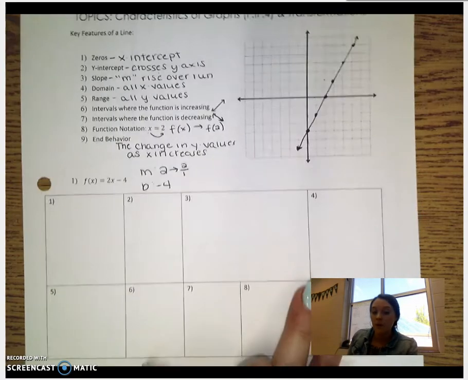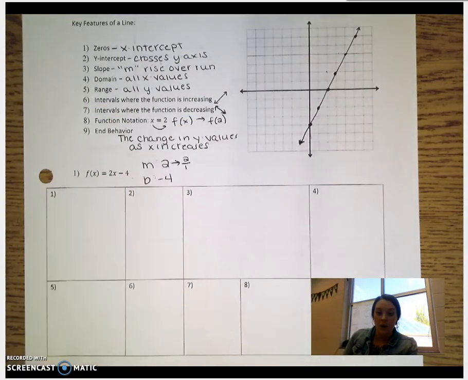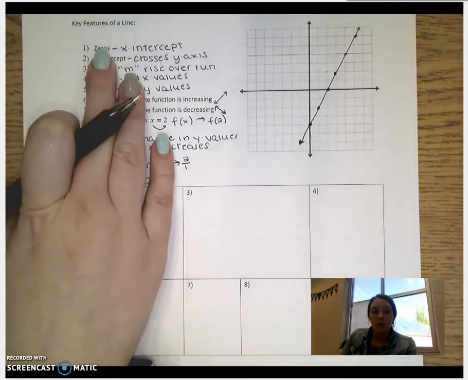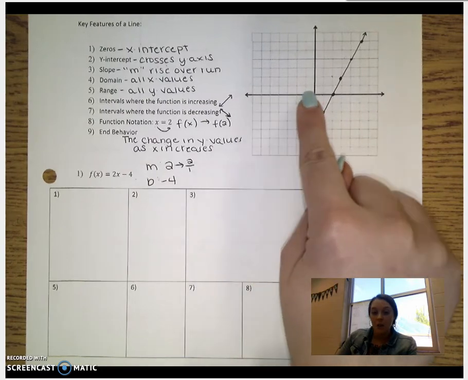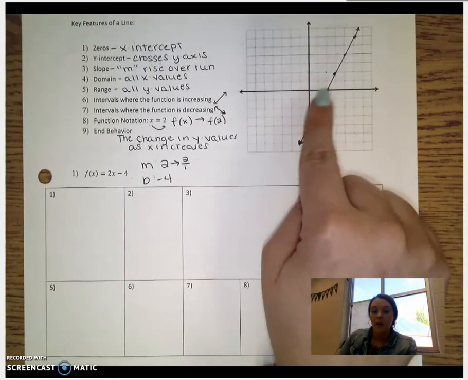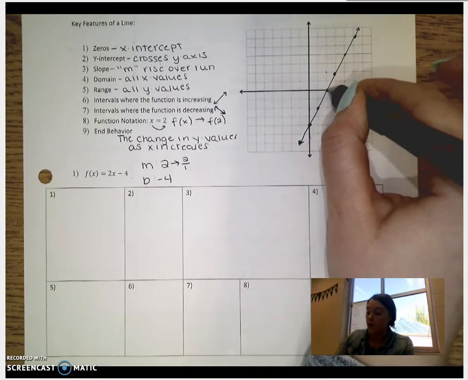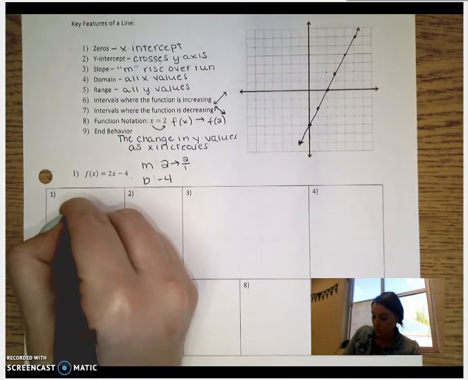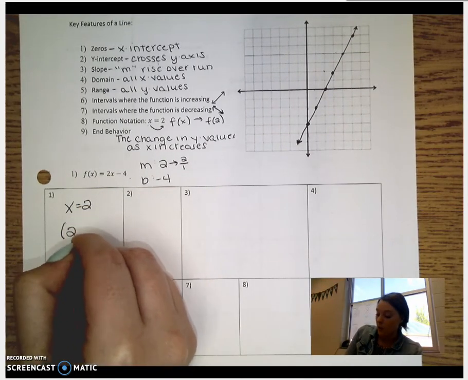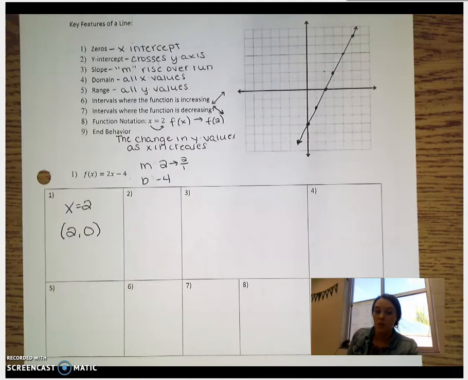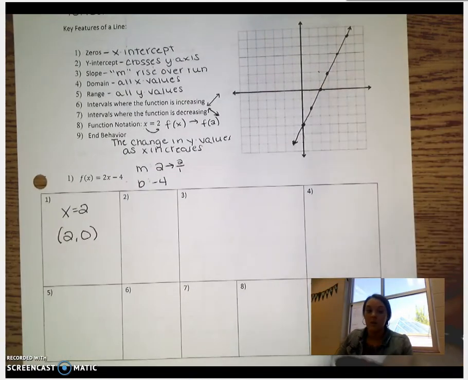Okay, so now we're going to fill out these boxes with these different values given our graph and our function. So number 1 is our zeros, which we said our x-intercept is. The x-intercept is where the line crosses the x-axis, and I can see that the line crosses the x-axis right here. So x equals 2, which I'm going to write as a coordinate pair. I'd go over 2, up 0. This coordinate pair for this point right here would be 2, 0.